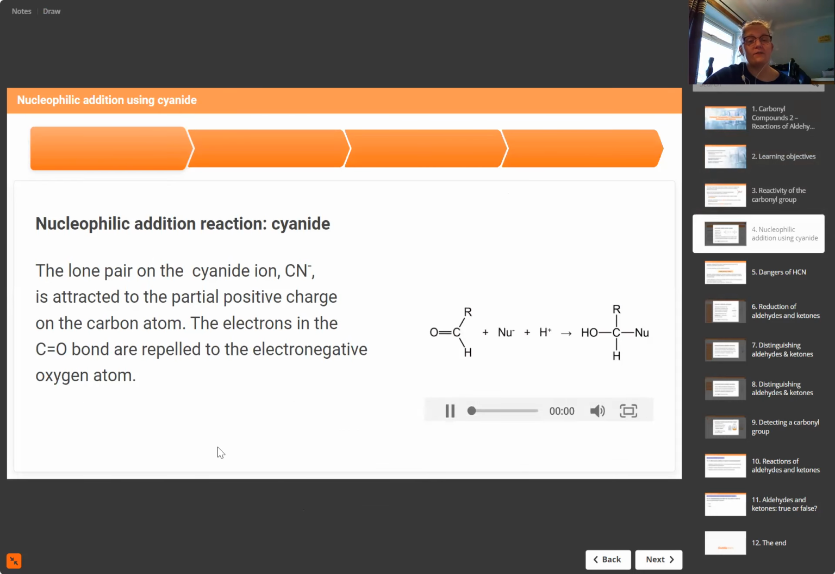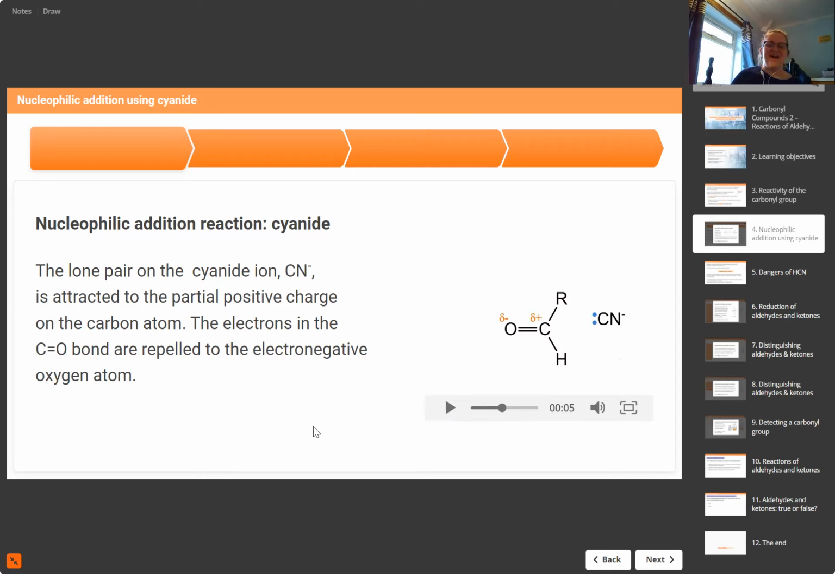So what happens is we've got a lone pair on the cyanide ion. Here we've got our carbonyl group, and a lone pair on the carbon of that cyanide ion. That lone pair is attracted to the partially positive charge on the carbon atom in our carbonyl, and the electrons in that carbon-oxygen double bond are repelled to the electronegative atom.